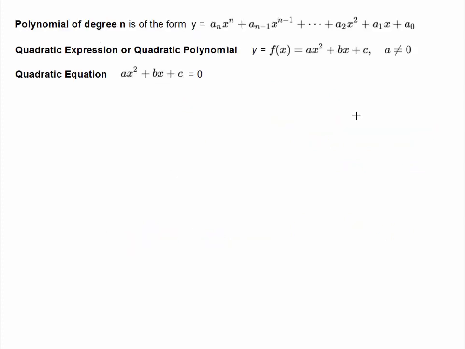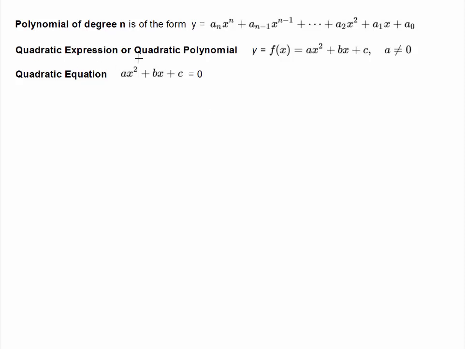Now next is polynomial of degree n. It is of the general form a_n x to the power n plus a_(n-1) x to the power n minus 1 plus dot dot dot a_2 x square plus a_1 x plus a_0. So essentially a polynomial is an expression which has an algebraic sum of the variable x to integral powers. Now if the maximum power of x in this expression is n, that becomes the degree of that polynomial.